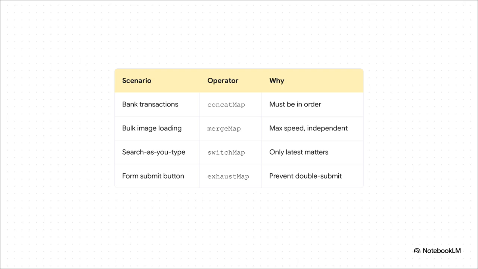That search as you type feature? A classic use case for switchMap, because only the last thing you typed matters. And that form submit button? To stop those double clicks, you need to ignore the extras, and that's exhaustMap all day long. See? The framework just leads you right to the answer.